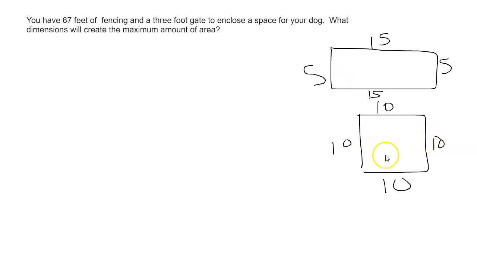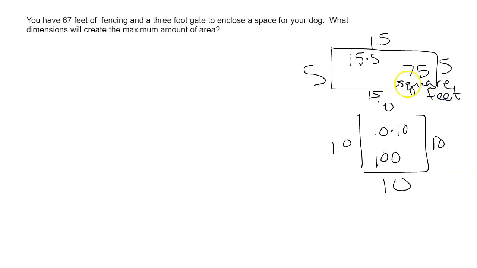Let's calculate the areas. For the rectangle, we have 15 times 5. So that will give us 75 square feet. So do you think the square will have more area or less? Let's test it out by finding the area. Area of a square is base times height, just like a rectangle, it's base times height, or length times width. Both the same formula, but just different names. You'll hear both used. So the base of the square is 10 times the height is 10, and we get 100.